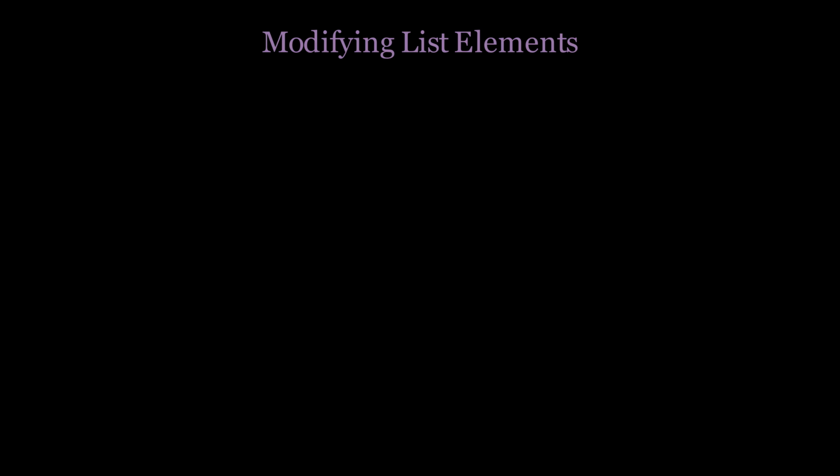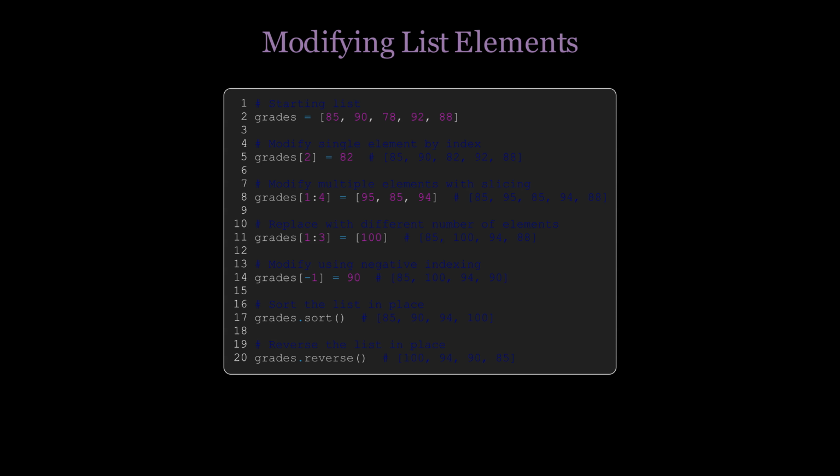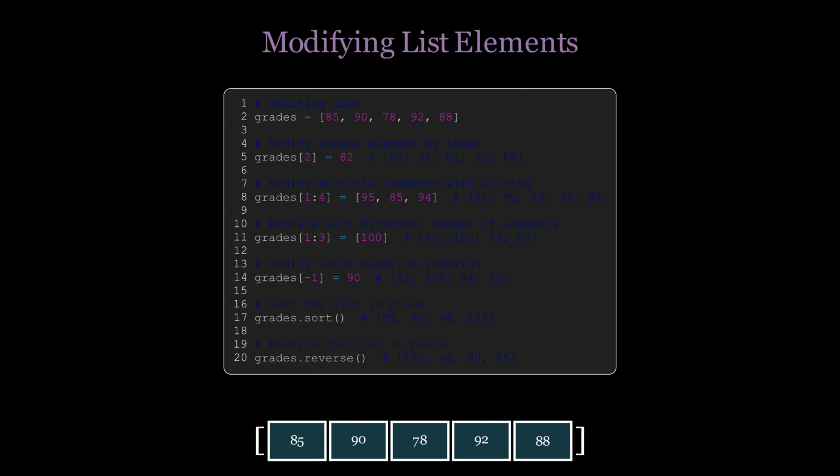Since lists are mutable, we can change individual elements or entire sections using index assignment and slice assignment. We can modify single elements using index assignment. Slice assignment lets us replace multiple elements, even with a different number of items. Lists can also be sorted and reversed in place, modifying the original list. Let's modify the element at index 2 from 78 to 82.